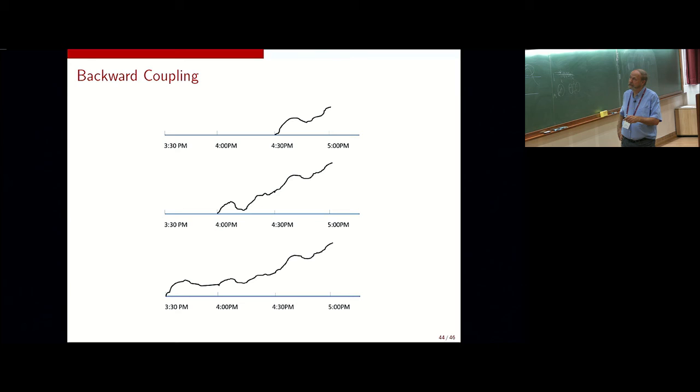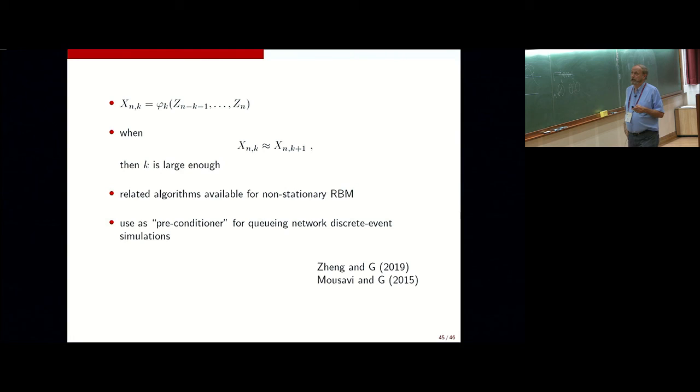So what we have here is an instance of so-called backwards coupling. What you're seeing is that at some point, when you do these simulations, the system dynamics and the congestion effects at 5 p.m. are basically not affected by going any further back in time. So now you know, based on this simulation, that potentially you can just start the simulation at 4 p.m. This is something you can do in a large number of different contexts.